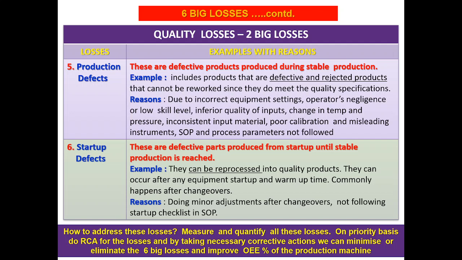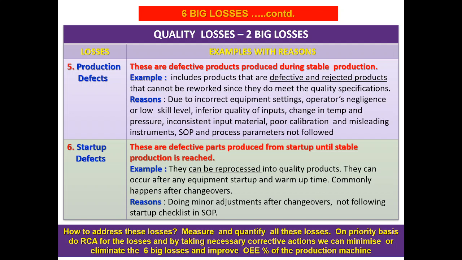The final sixth loss is startup defects. These are defective parts produced from startup until stable production is reached. They can be reprocessed into quality products by recycling or reworking. They can occur after any equipment startup or warm-up time, and commonly happen after changeover from one quality to another. Reasons are minor adjustments after changeovers, and not following the startup checklist in the SOP.